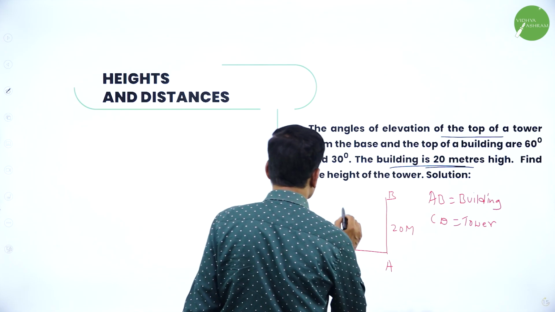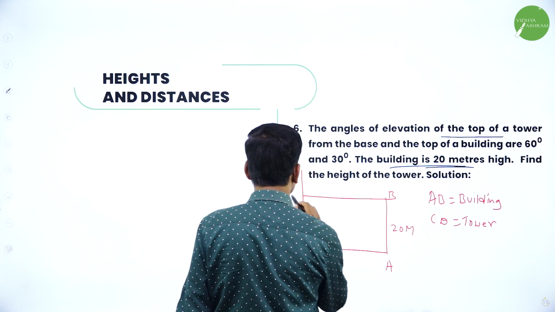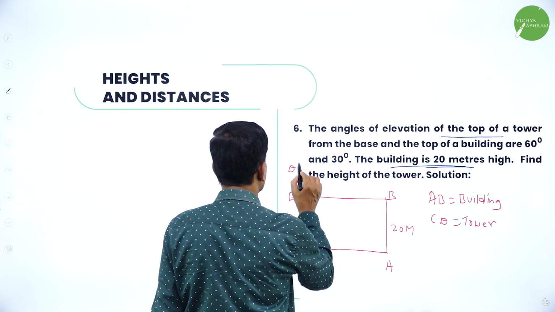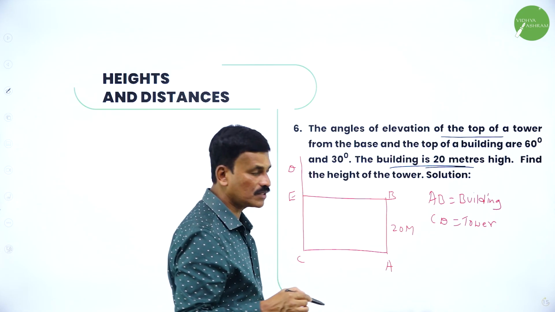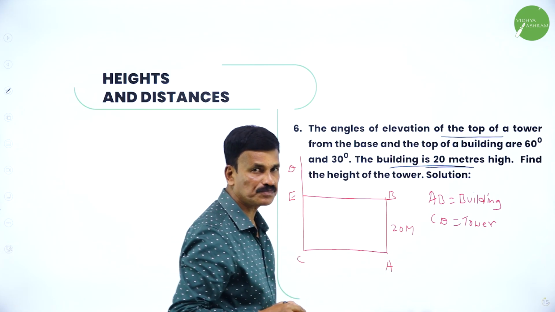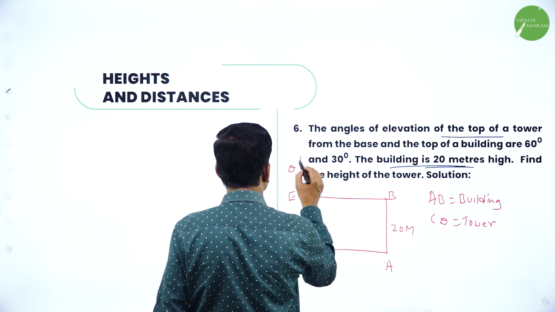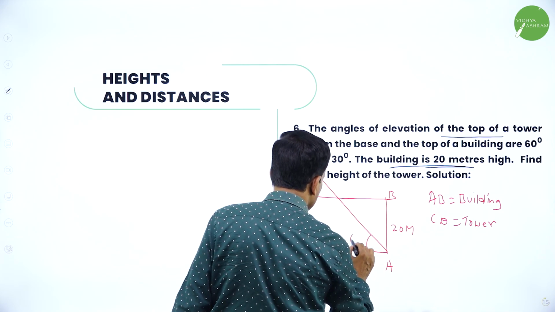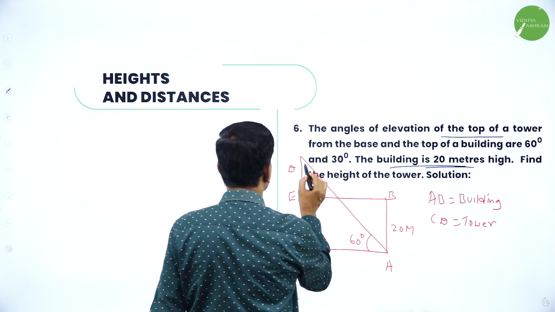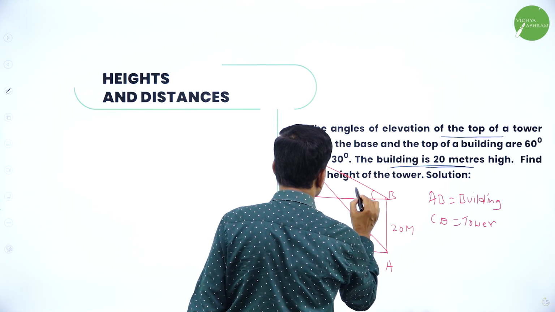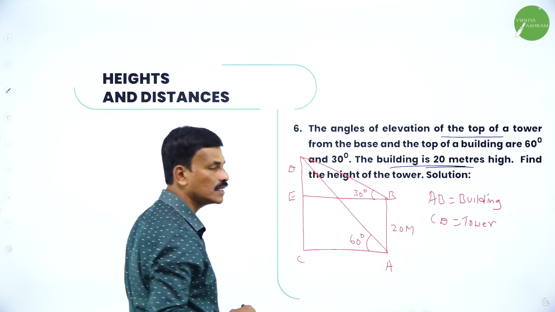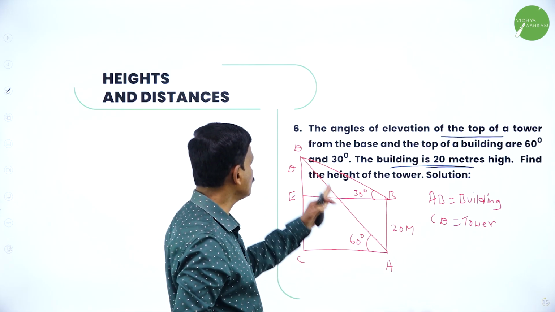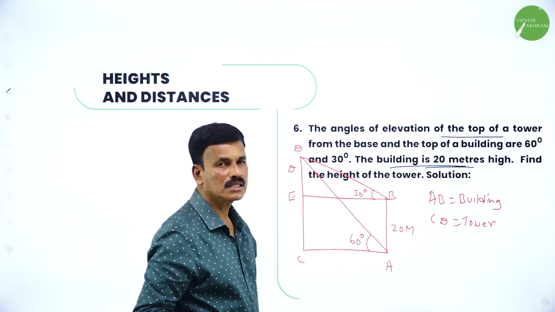Now, suppose a horizontal is drawn. This is the horizontal, B is the horizontal drawn through this point. Then what is given? The angle of elevation from this point and this point is given. The angle of elevation from A is 60 degrees, and the angle of elevation from B is 30 degrees. This is the diagram. This is the point D.